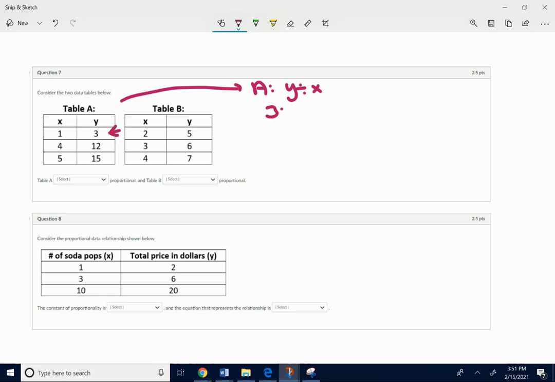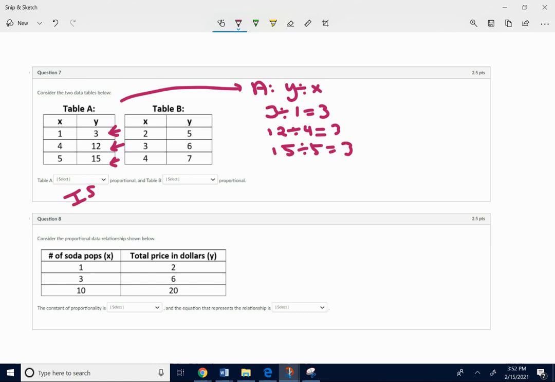3 divided by 1, that's 3. Look at the second set of numbers, 12 and 4. 12 divided by 4 is 3. The third set, 15 divided by 5 is 3. Since y divided by x is always equal to the same thing, that means that one is proportional.